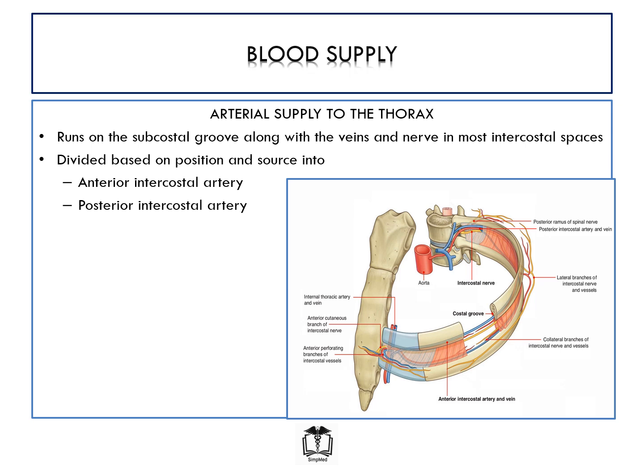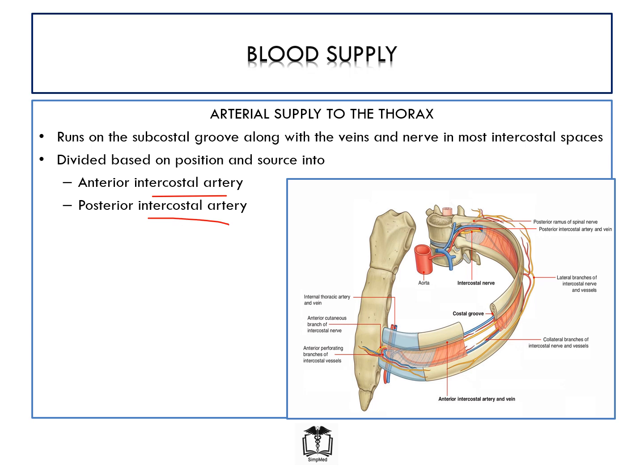You see in the picture below, the intercostal arteries are running just by the side of the subcostal groove together with the veins and the nerves. We have two major arterial systems to the thorax. We have the anterior intercostal arteries, which span the anterior intercostal spaces, and then we have the posterior intercostal arteries, which span the posterior intercostal spaces.